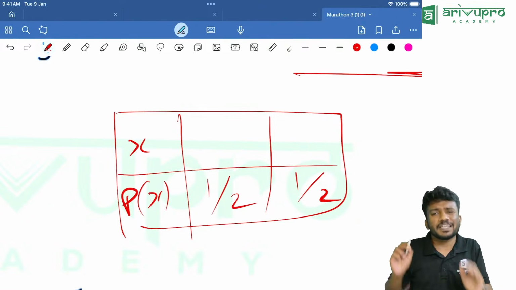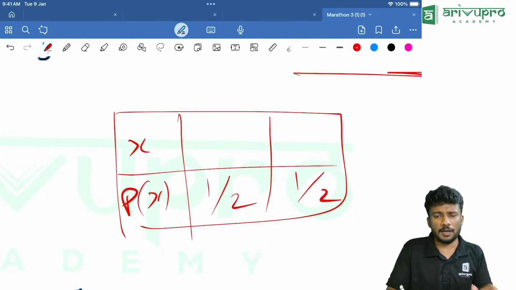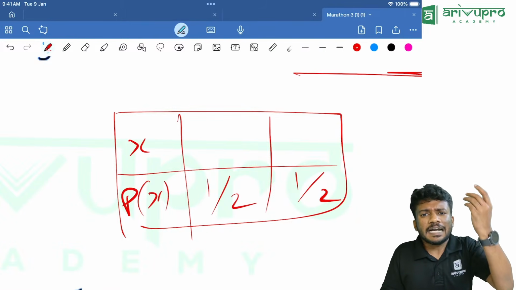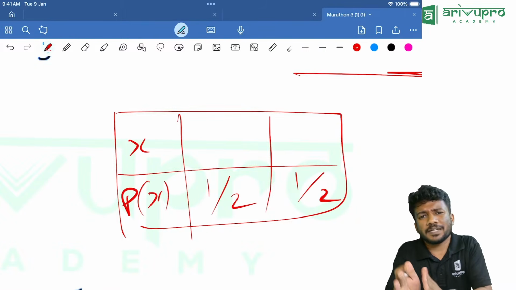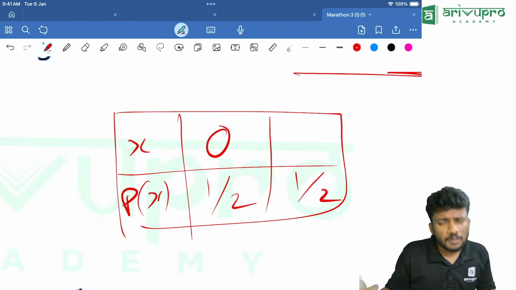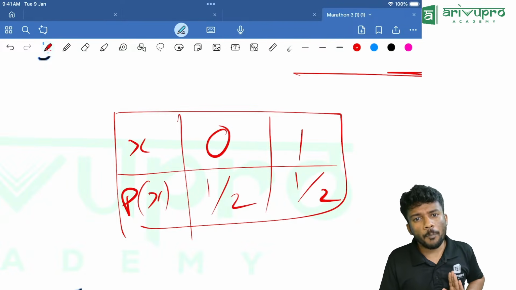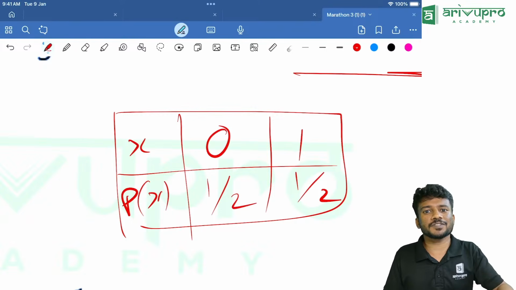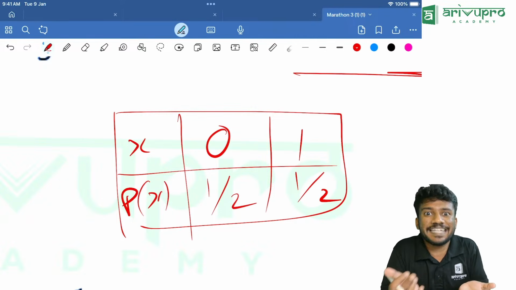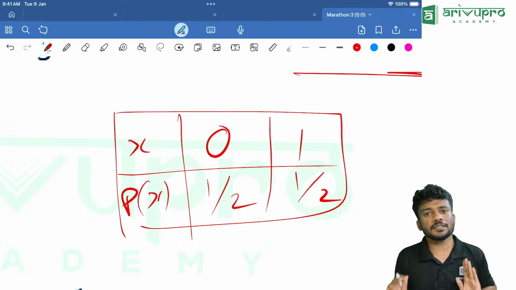Rather than writing head and tail, I will assign some numerical values. For example, what is the probability of getting a tail when a coin is tossed is the type of question that will come from this. Here I will say that there can be 0 heads or there can be 1 head. These are the possibilities, correct? Either there will be 0 heads or 1 head. What is the probability of getting 0 heads? That means it will be a tail. How much is it? 1 by 2. Then what is the probability of getting 1 head? That is 1 by 2.